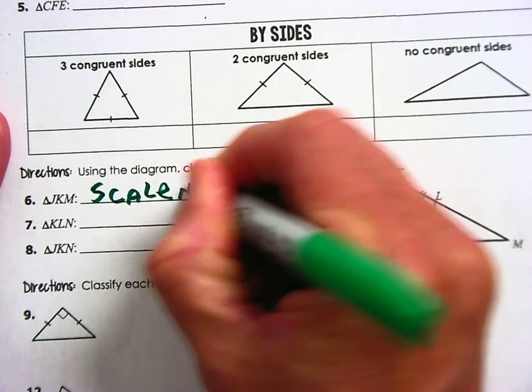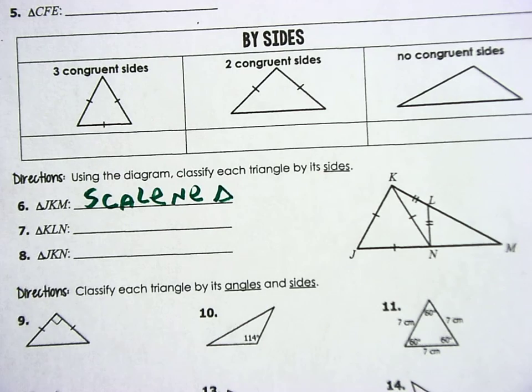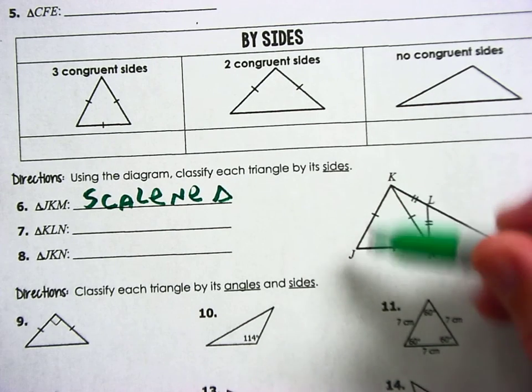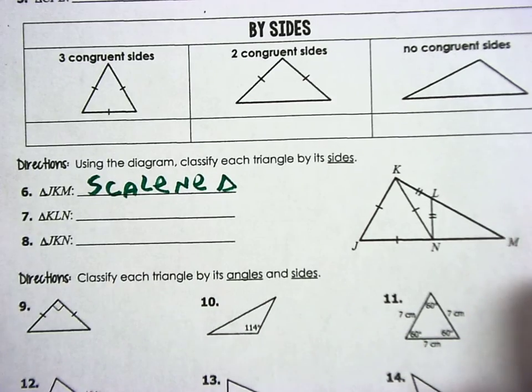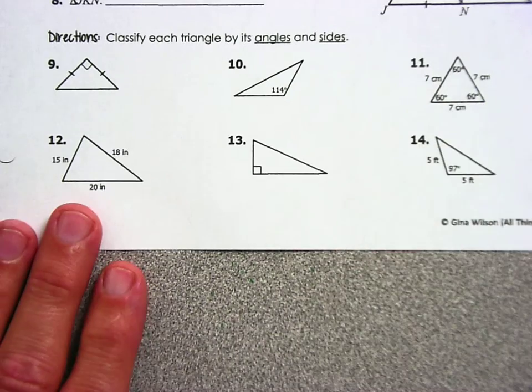Okay, let me make sure we're good. We're all on the same page here. All right, number 6, it was triangle JKM. So JKM is this whole big triangle here. All right, then we're going to skip to this section down here. It says classify each triangle.